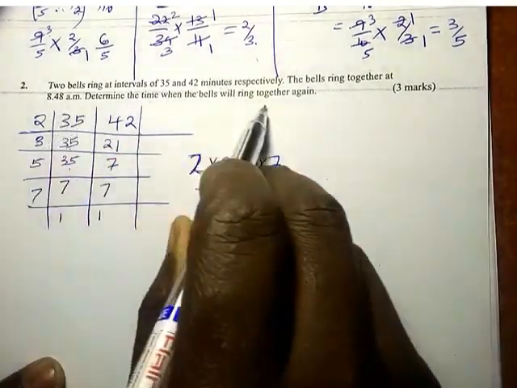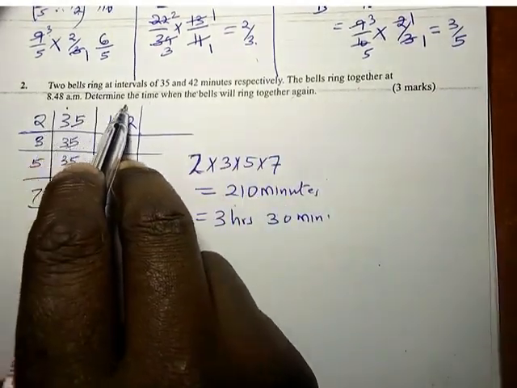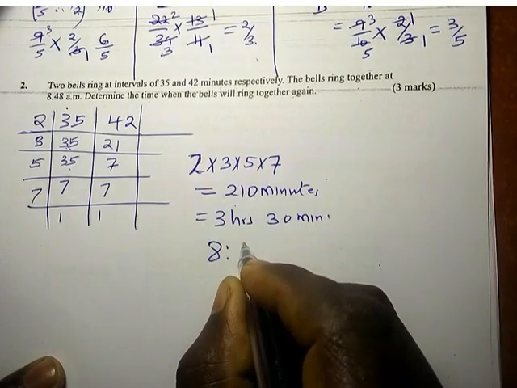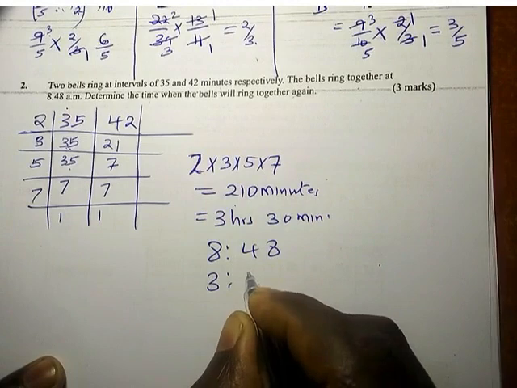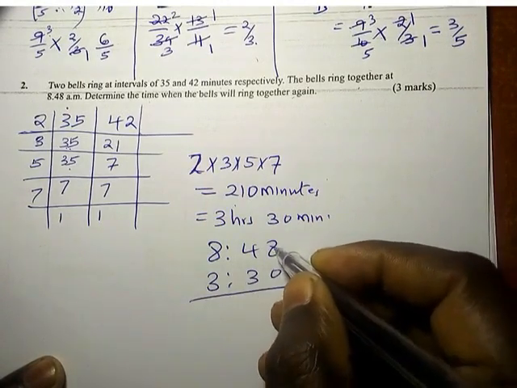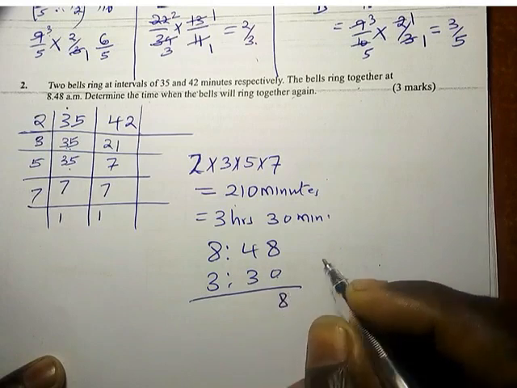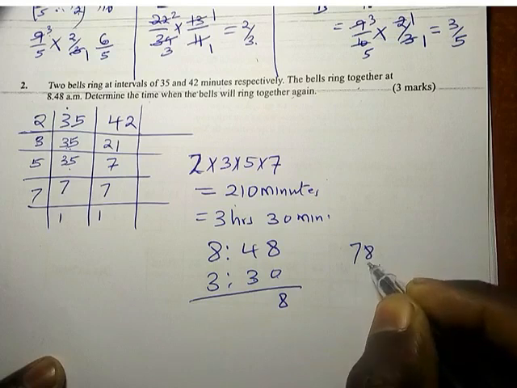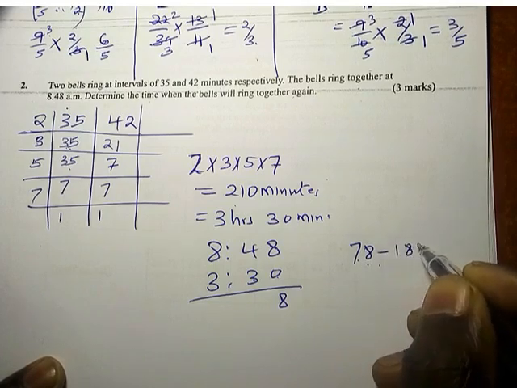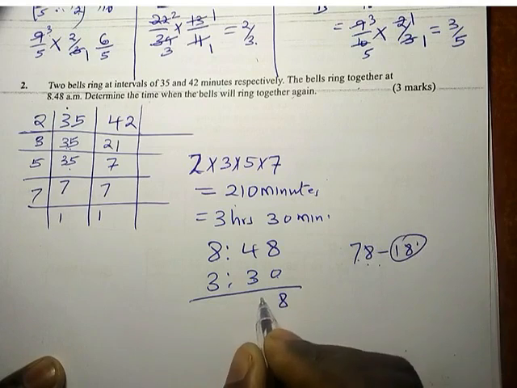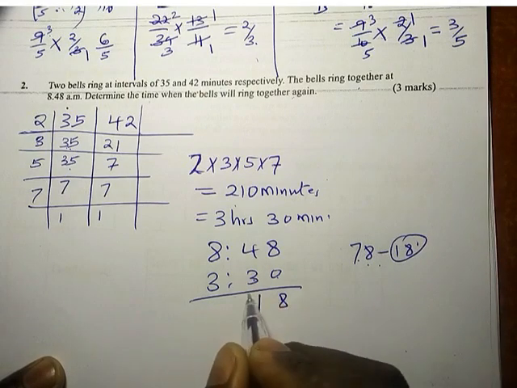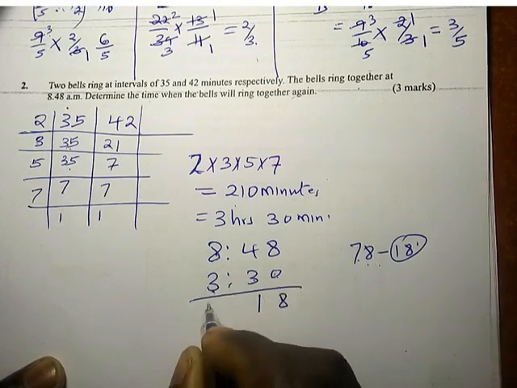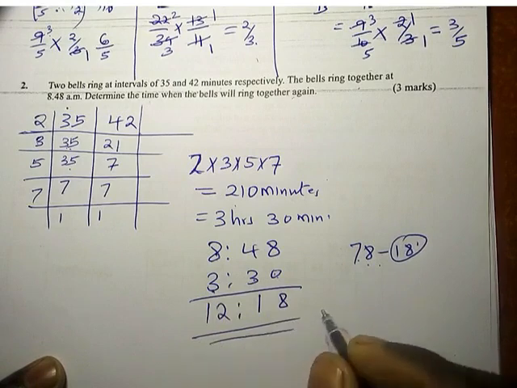So if the bells rang together at this time, what will be the time they ring again? If they ring together at 8:48, they will ring together after 3 hours and 30 minutes. 8 plus 0 is 8. 4 plus this is 70. So we will have 78. 78 is 1 hour 18 minutes. So we write 18 and carry 1 whole hour. 8 plus this is 11. 11 plus 1 hour we carried is 12. So they will ring together at 12 p.m.